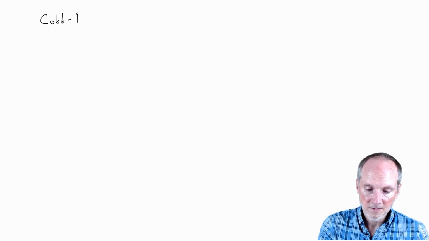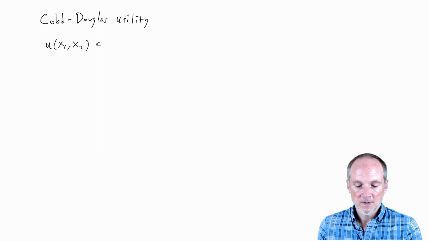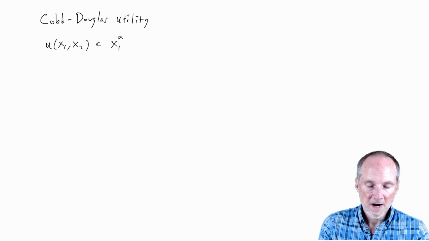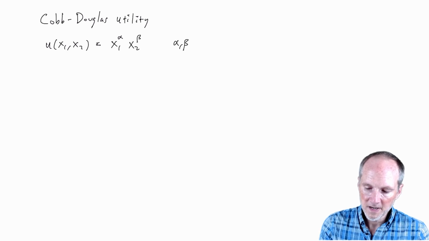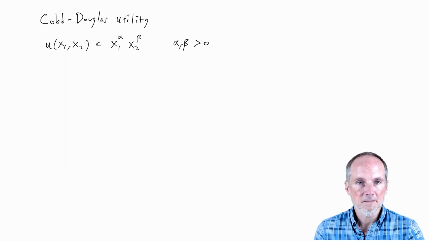So I'm going to assume a specific functional form, well, a parameterized but specific functional form. It's called Cobb-Douglas utility. A Cobb-Douglas utility function has the following form. The utility assigned to bundle x1, x2 is x1 raised to some power alpha times x2 raised to some power beta, where alpha and beta are just fixed parameters, and we'll assume that they're positive.